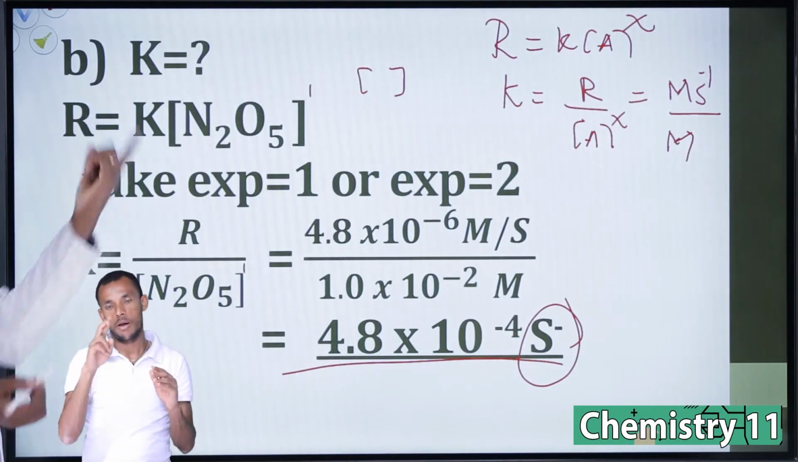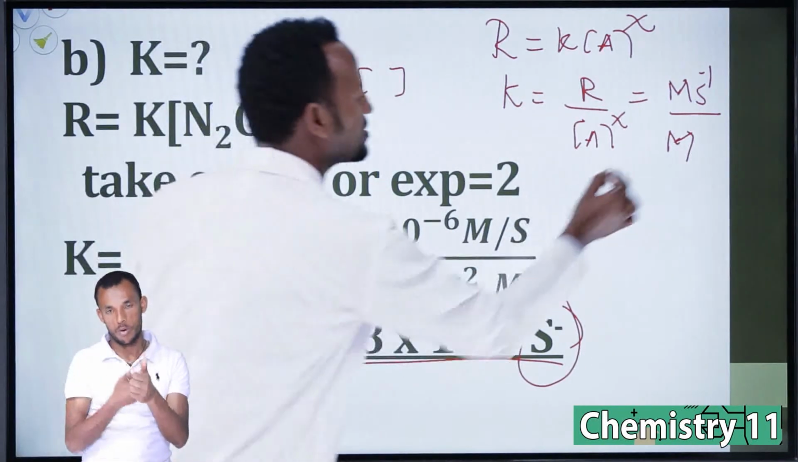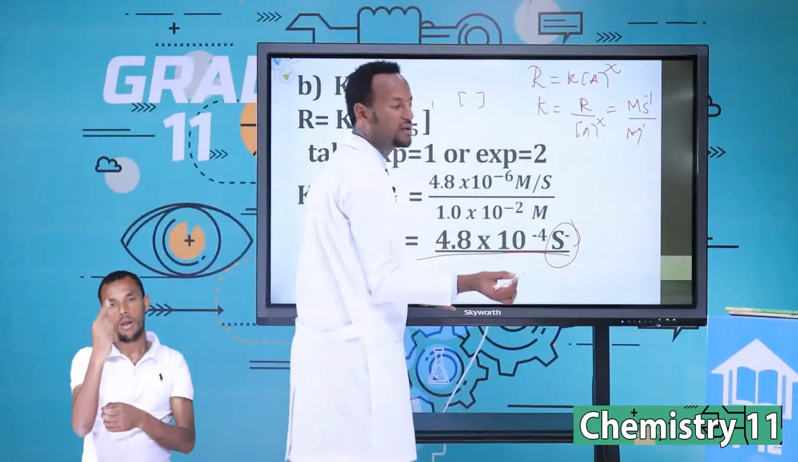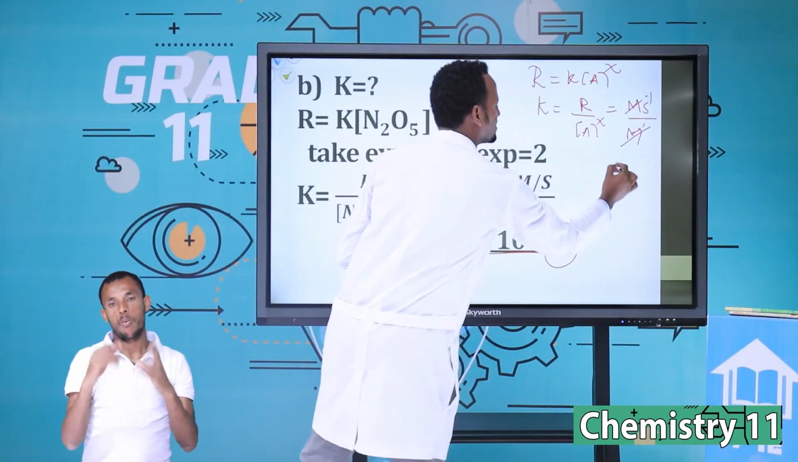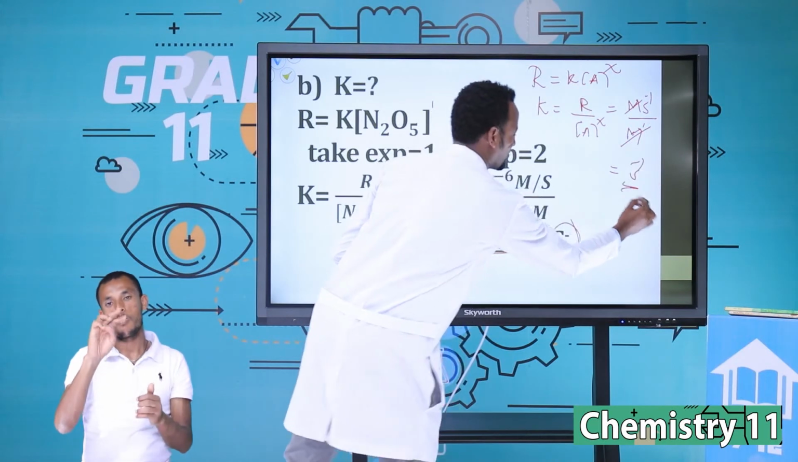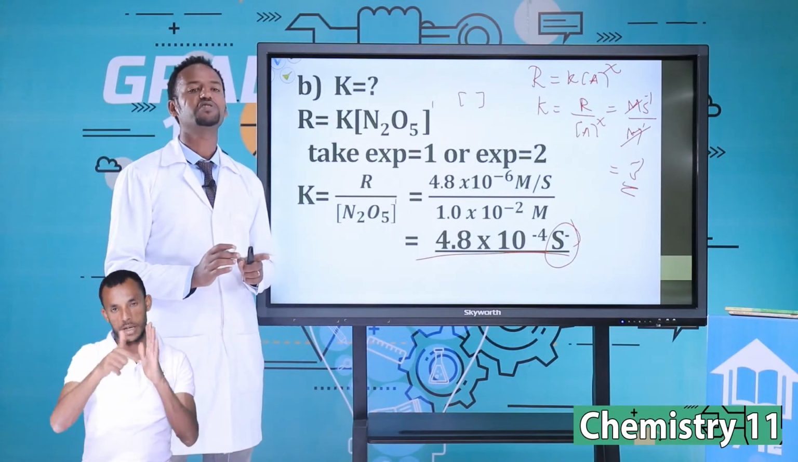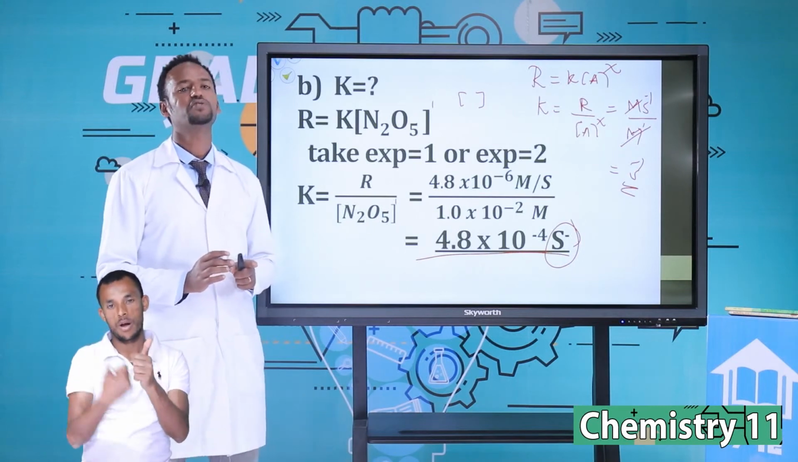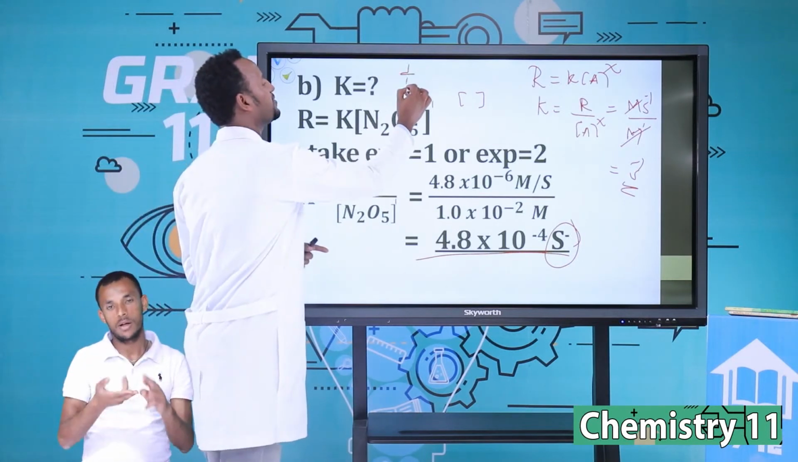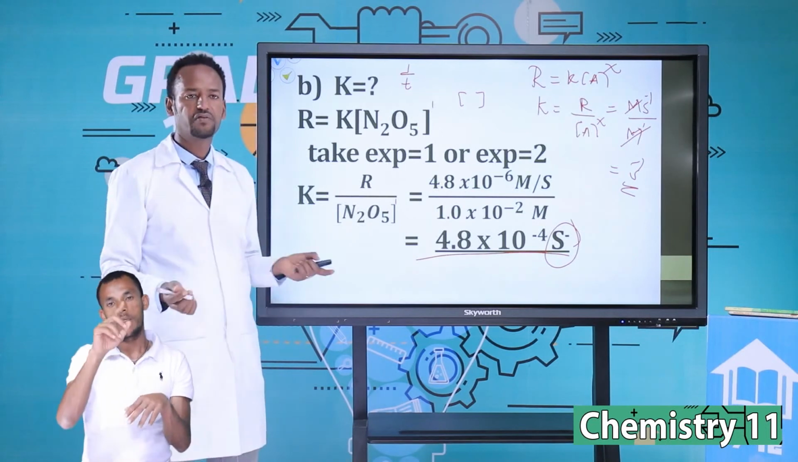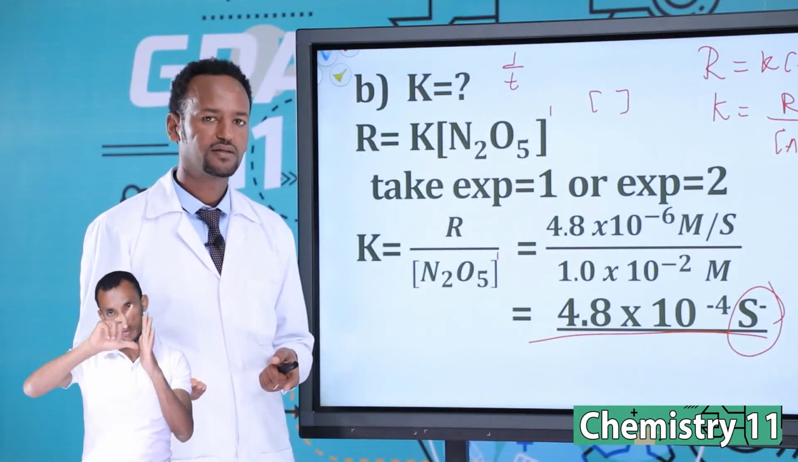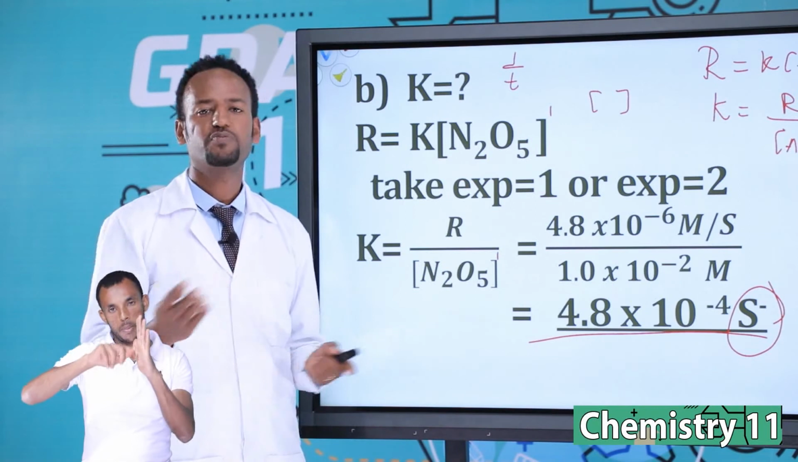From this one, already first order equation. For first order equation, x is 1. Therefore, molarity cancelled by molarity. What's left? Per second. Therefore, always the unit of first order reaction is a reciprocal of time. Simply, a reciprocal of time is 1 over time. 1 over time is per second, per minute, per hour is possible.